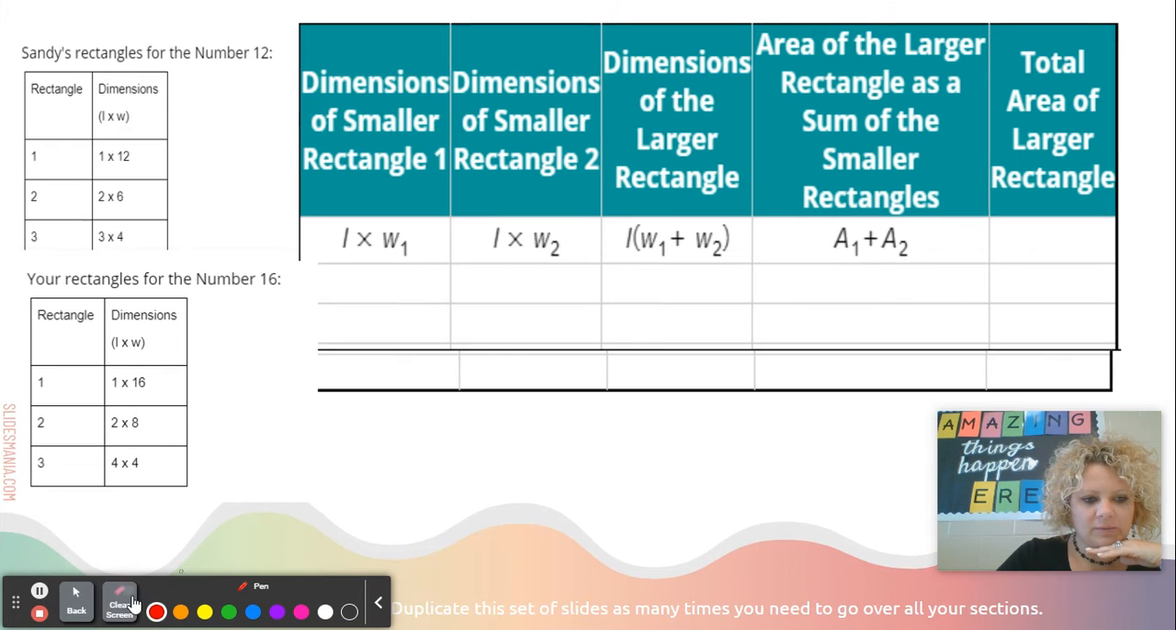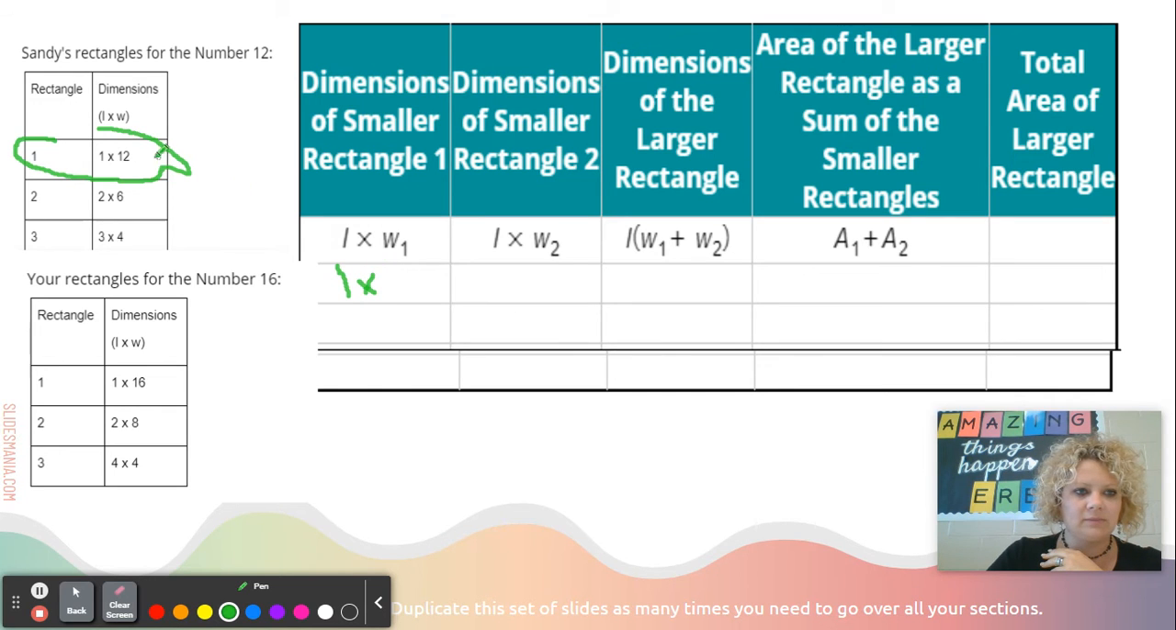Let me go ahead and change my pen color here. Let's do blue. Oh, let's do green. All right. So the dimensions of smaller rectangle 1. We have this one right here. So we're going to put this in there, and you're going to see this exact thing as you're working. So my length was 1 times my width was 12.